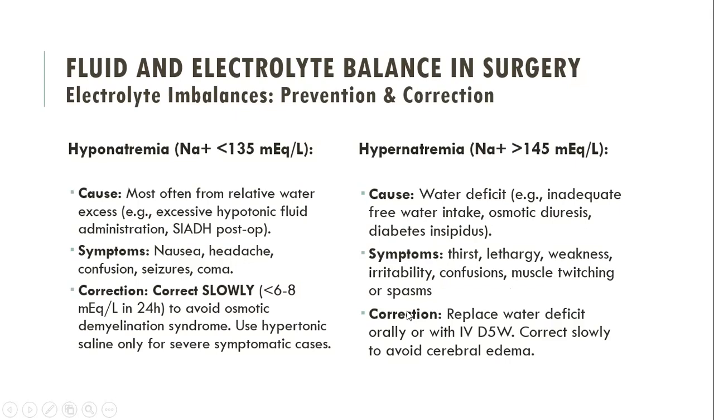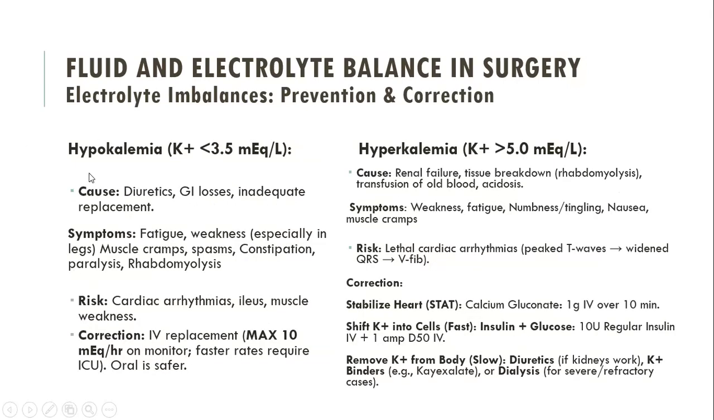So how are you going to correct the hypernatremia? You must replace the water deficit first, orally or with IV dextrose 5% water. And again, you have to correct it slowly to avoid cerebral edema, because whenever you are giving too much fluid, there can be the risk of cerebral edema. So now we come to hypokalemia and hyperkalemia. Hypokalemia is basically potassium less than 3.5, and it can be caused by diuretics, GI losses, and inadequate replacement.